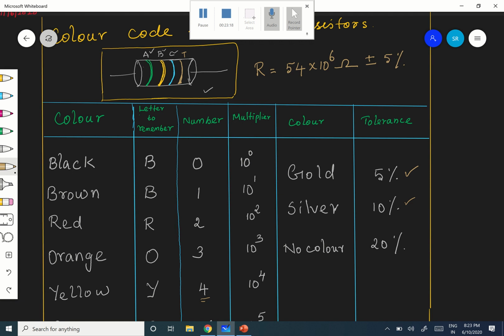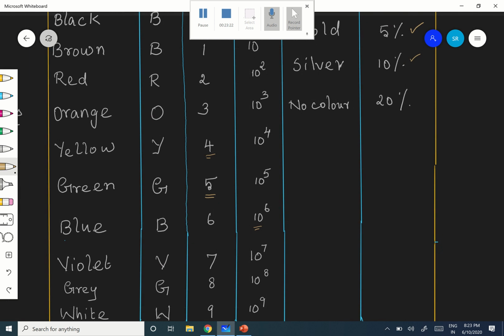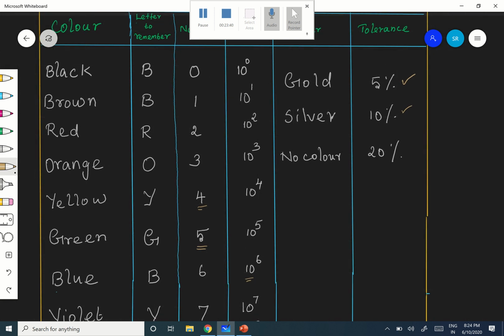Now the question is how to remember it. There are 3 B's coming, 2 G's coming. So you have to be very, very careful. The first G is green, the second G is gray. First one is black. Next, B, black and brown. So you should not change. First is black, then brown. Then the third B is also coming, that is blue.